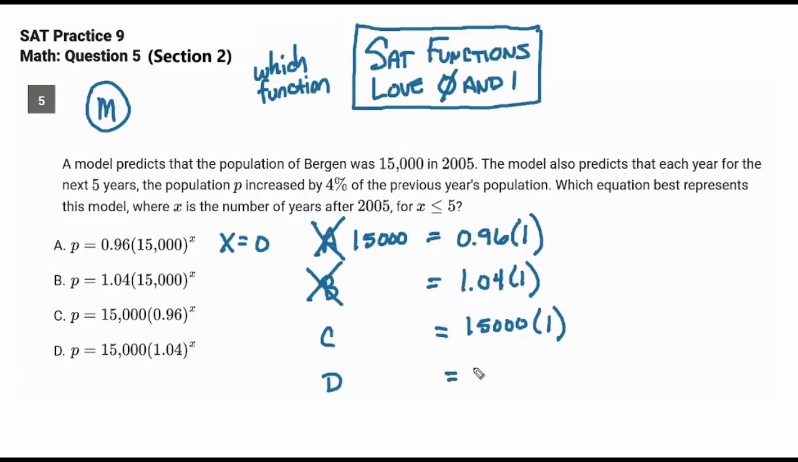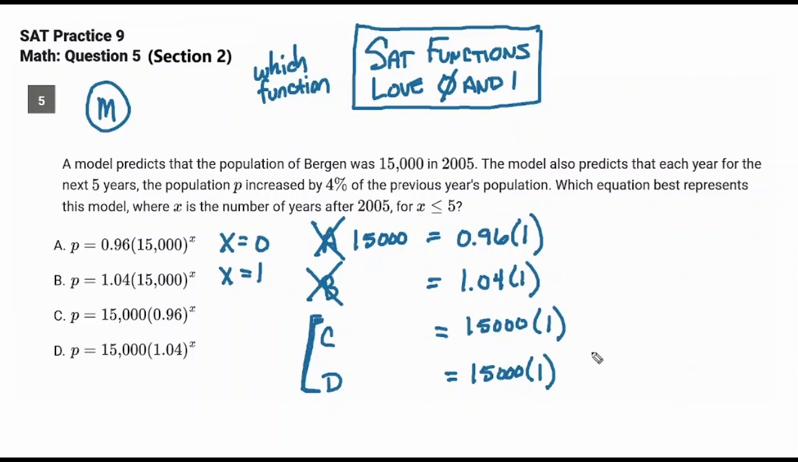D says 15,000 times 1.04 to the 0 power. Anything to the 0 power is still 1, so it's 1. 15,000 equals 15,000. So C and D both work when we plug in 0. We should expect that for 2 reasons. One is, a lot of times 2 answer choices work when you plug in on functions, and 0 is weird, and 1's weird. So it's natural to expect that more than one answer will work. Let's try 1. So I don't need to do A and B.